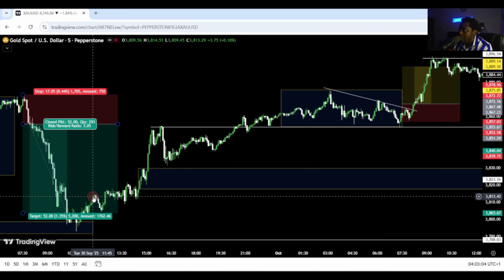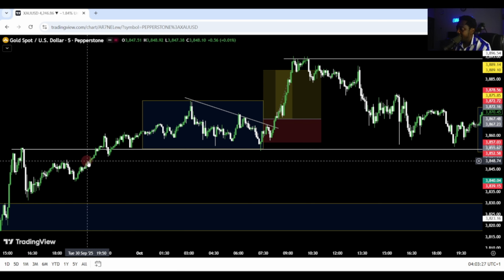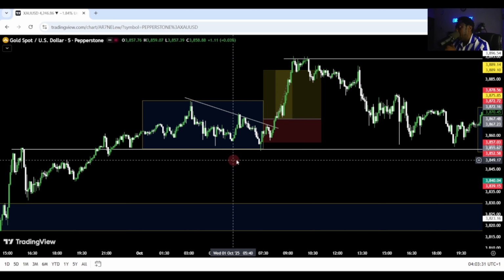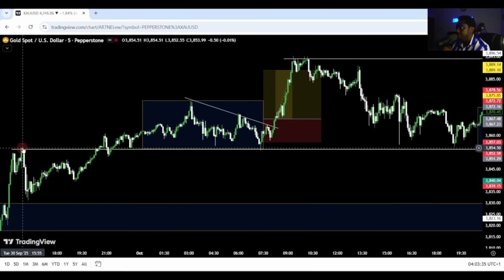Then price broke structure here to the upside. This place automatically becomes a breaker block. Now, back in the days, it was called break and retest, but ICT called it a breaker block. Now, this place is a POI. This particular place, why is it a POI?